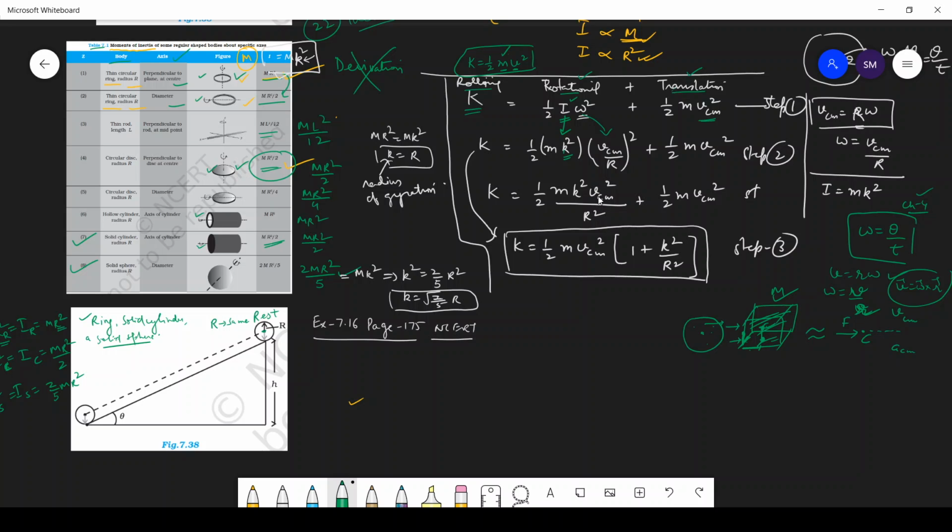So I have put v square by r square plus half m v center of mass square, and taking this half mass velocity of center of mass common, here it will be only 1, whereas here k square by r square. So this is the total kinetic energy of the body rolling down.